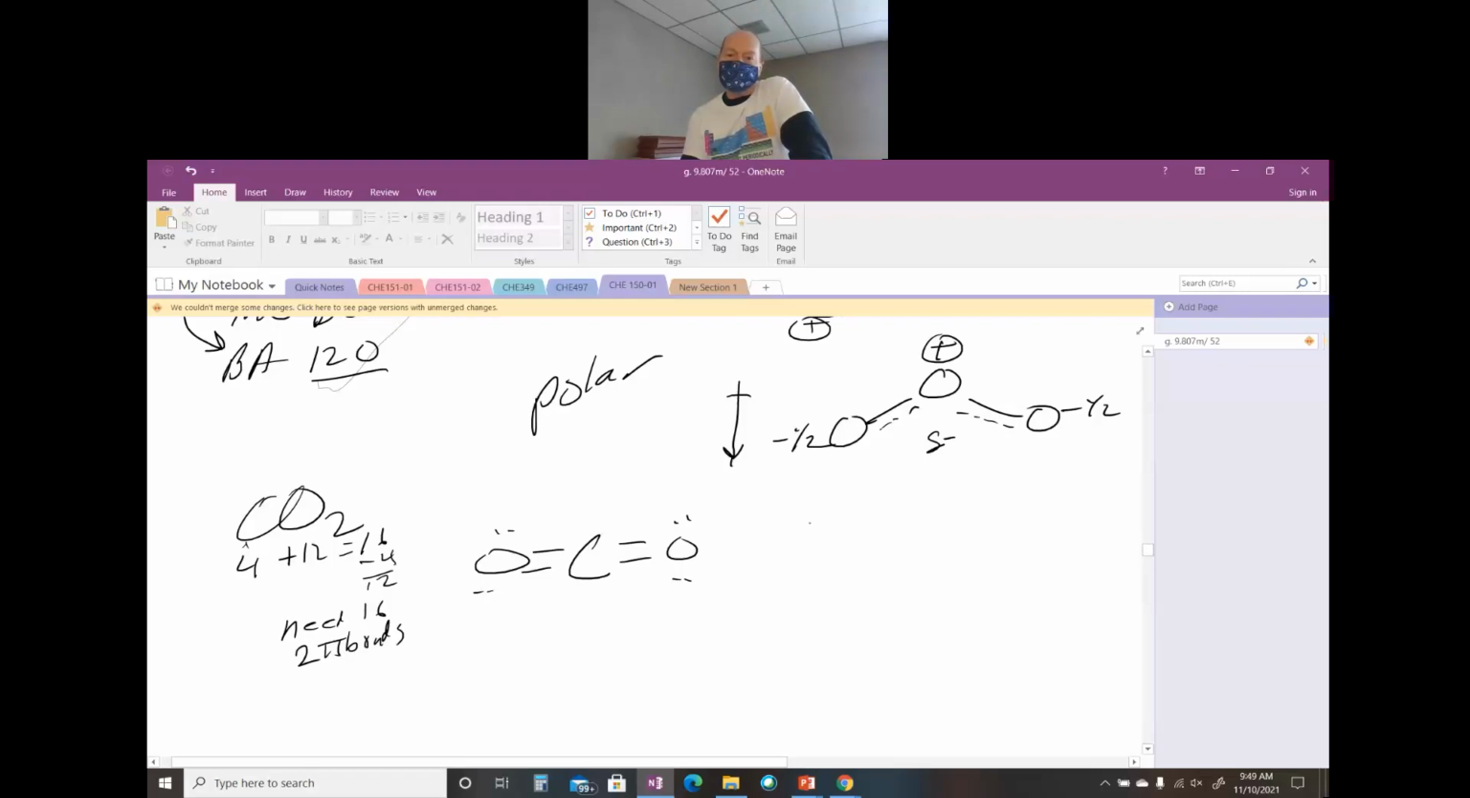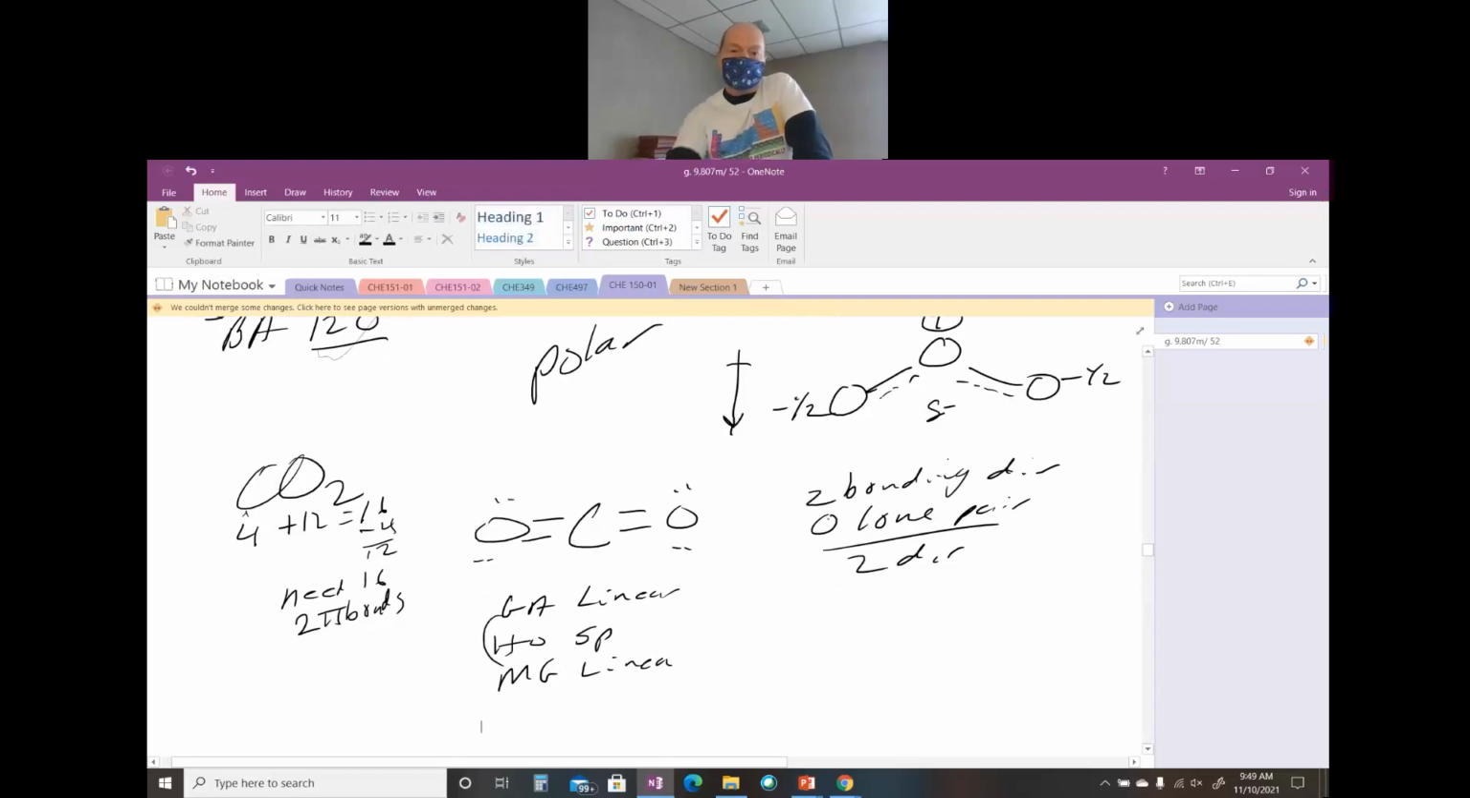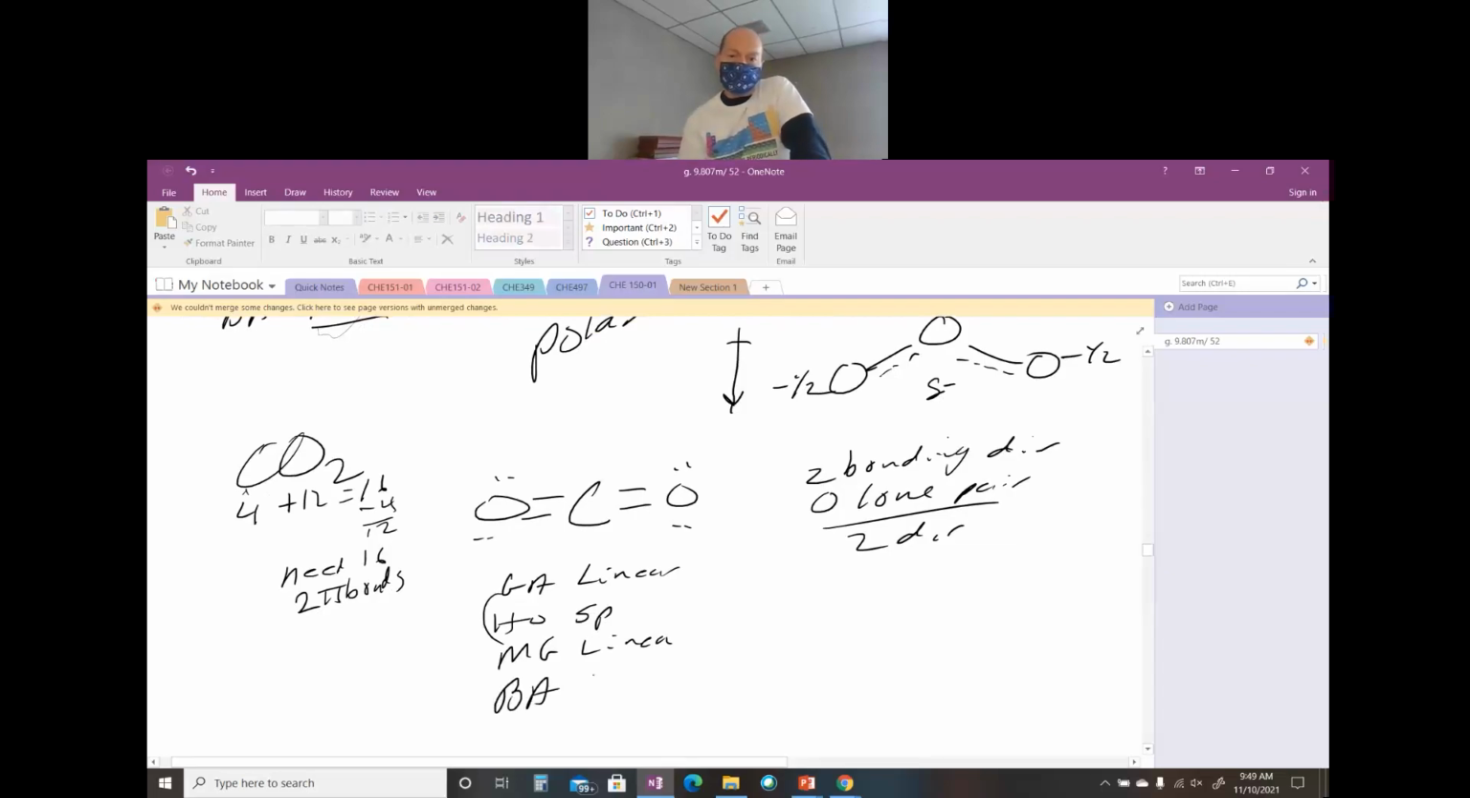All right, so directions. You have 2 bonding directions. You have 0 lone pair directions on the central atom. So you have 2 directions. So your geometric arrangement is linear. Your hybrid orbital is sp. Molecular geometry is linear. Again, the same because you have 0 lone pairs. And then your bond angle is 180 degrees. Oxygen is more electronegative. So each oxygen is delta minus, and the carbon is delta plus. The center of the minus is right on top of that carbon. And so this is non-polar.